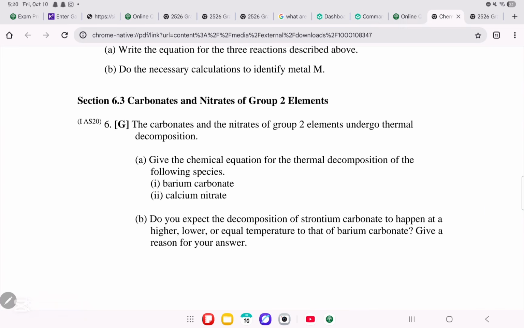So let us start. The carbonates and nitrates of group 2 elements undergo thermal decomposition. Give the following chemical equation for the thermal decomposition of barium carbonate. Barium carbonate, BaCO3 solid, is going to give me what? A decomposition. So it's going to decompose. Carbonate will decompose into carbon dioxide and metal oxide.